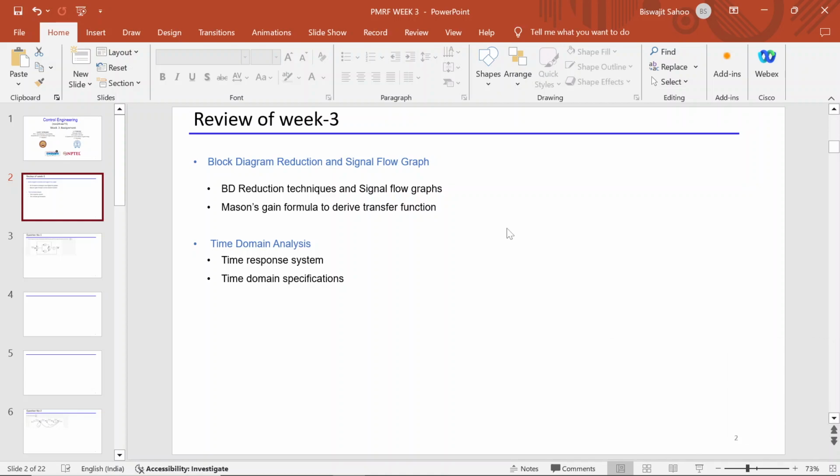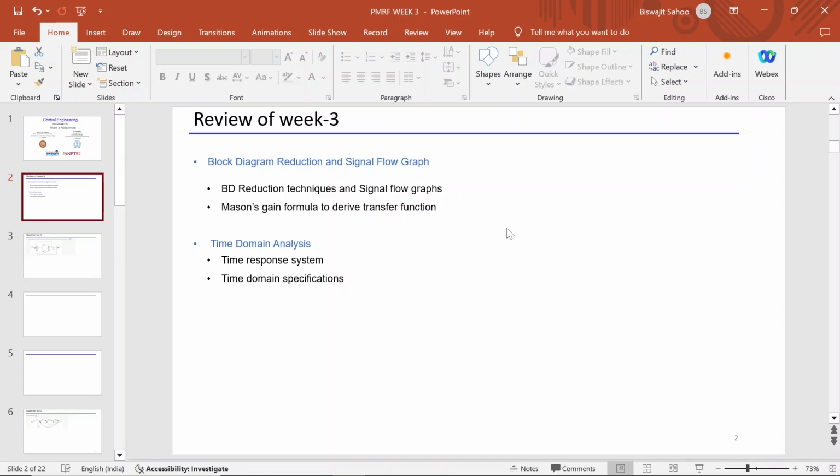In the last class you converted a differential equation into the Laplace domain and found the transfer function. Here you have to model the plant using some blocks, solve that block diagram, and also represent it in signal flow form, so that you can solve it using Mason's gain formula and find the transfer function. That part is already over in the week 3 tutorial.